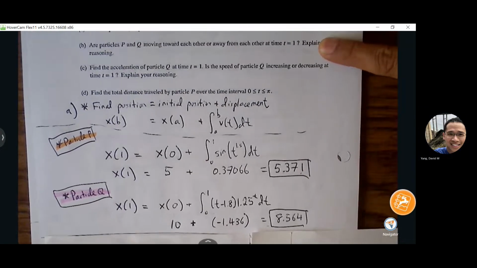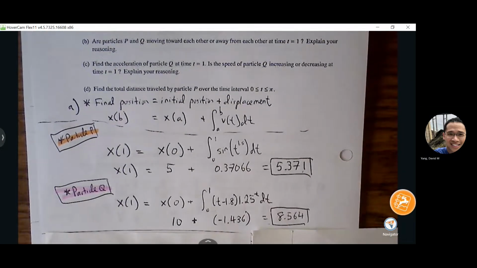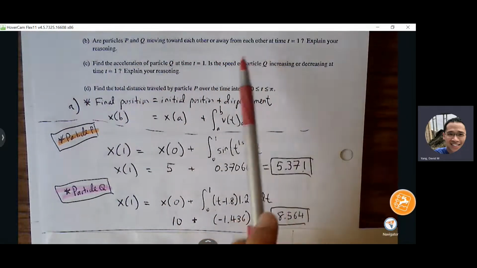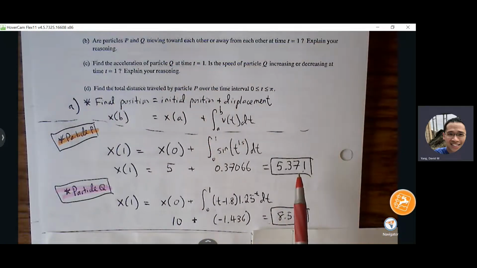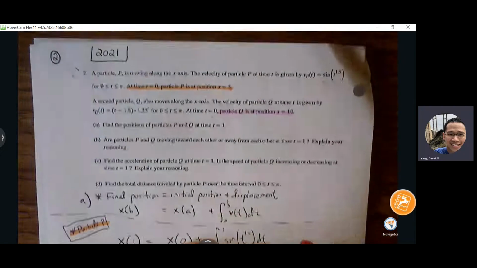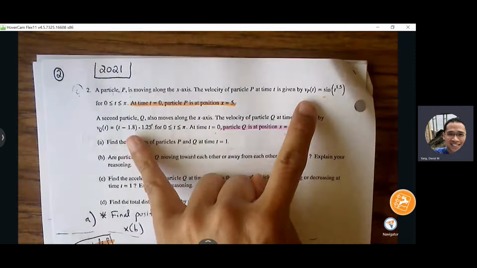Part B says, are particles P and Q moving towards each other or away from each other? Explain your reasoning. So what can we do to find the direction of motion of particle P and particle Q? What's available to us to figure out which direction this particle is moving? How can these velocity functions help us out with giving us that information?